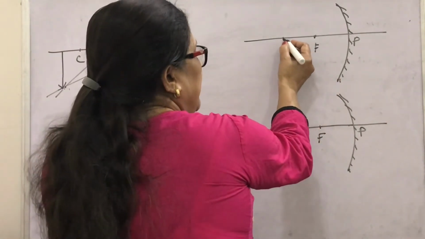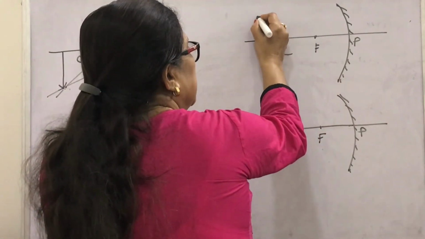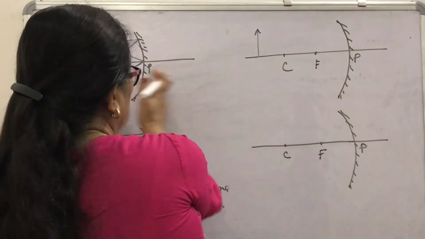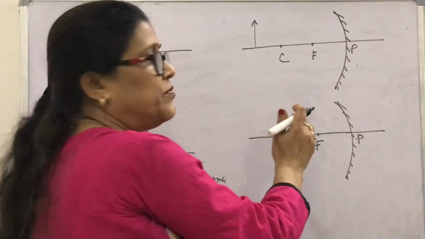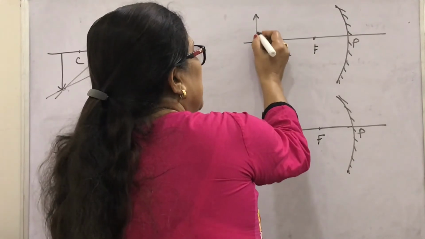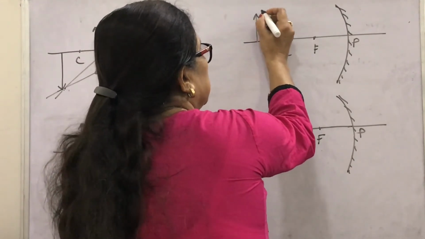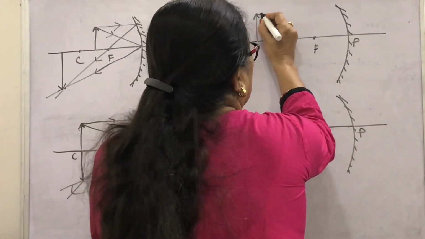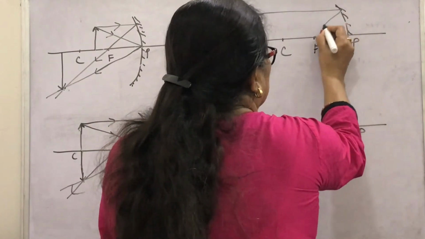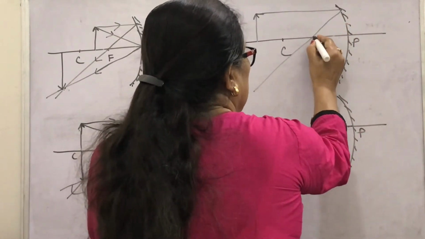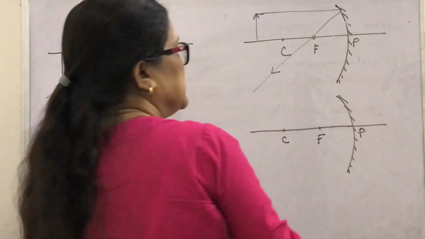Similarly, if you place the object beyond C, look, I am shifting the object away from the mirror. Then what will you find? If this is the object, then again the ray parallel to the principal axis will pass through focus. After reflection, it will pass through focus like this. Okay.